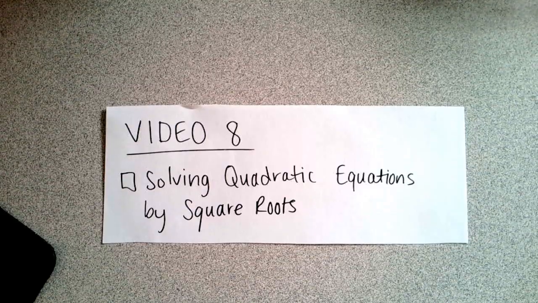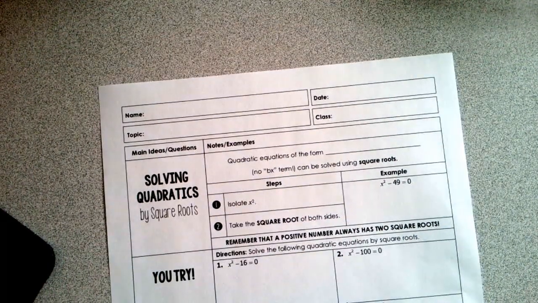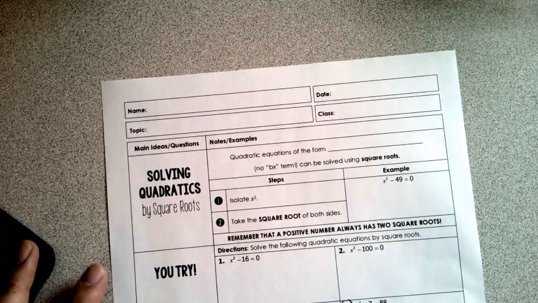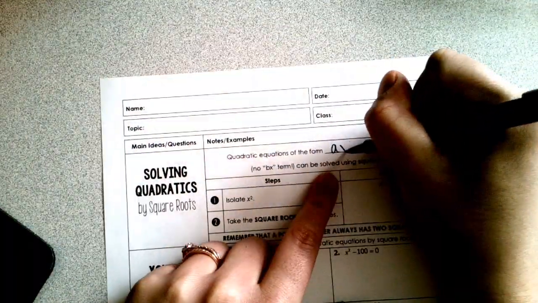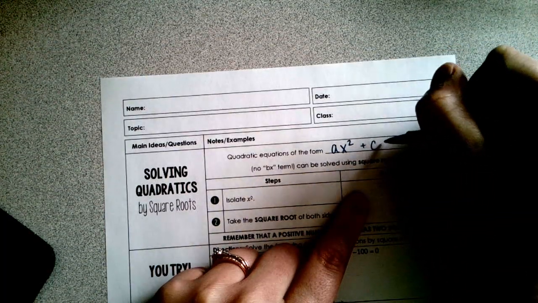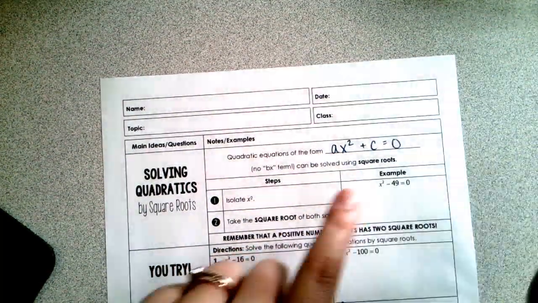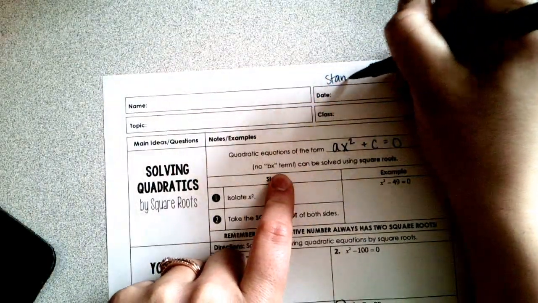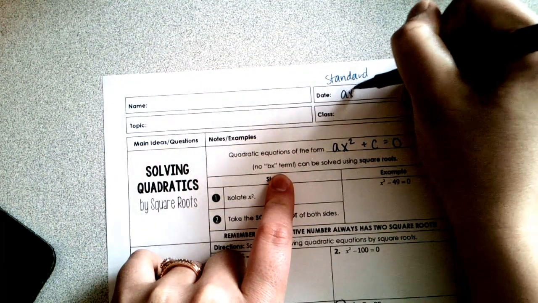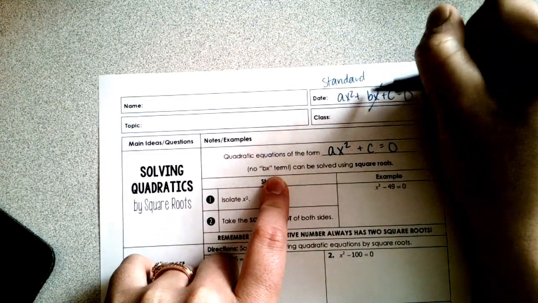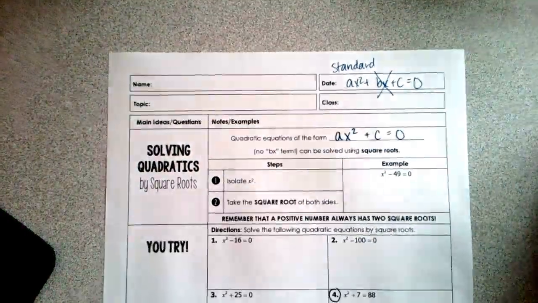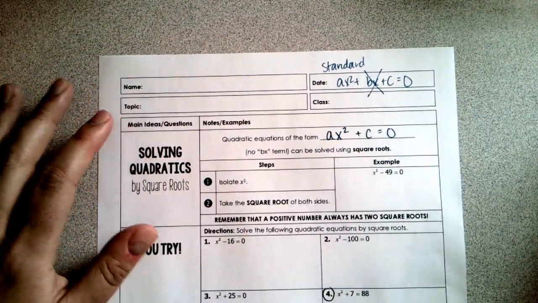In this video we're learning how to solve quadratic equations using square roots. The type of equations that we're allowed to solve using square roots look like this: ax squared plus c equals 0. Notice how standard form is ax squared plus bx plus c equals 0. There's no bx term. So when there's no bx term, we are allowed to solve using square roots.